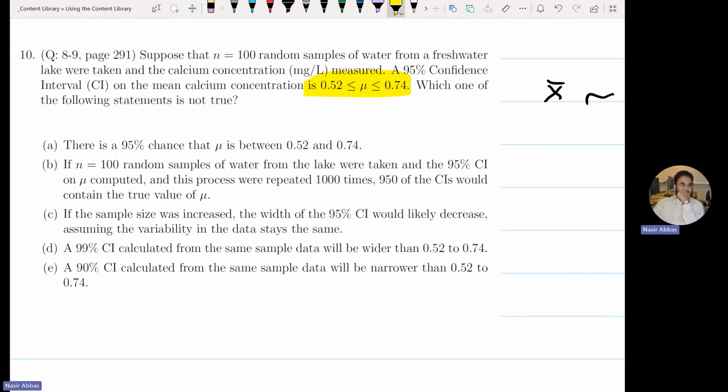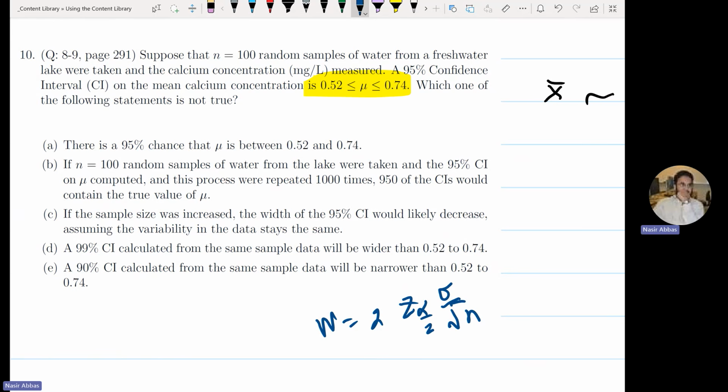Option C, if the sample size was increased, the 95% confidence interval width will decrease. Will it decrease by increasing the sample size? This is the formula for the confidence interval. This is the formula for the width. When sample size increases, the width decreases, yes or no? Yes. So option C is correct. If the sample size was increased, the width decreased.